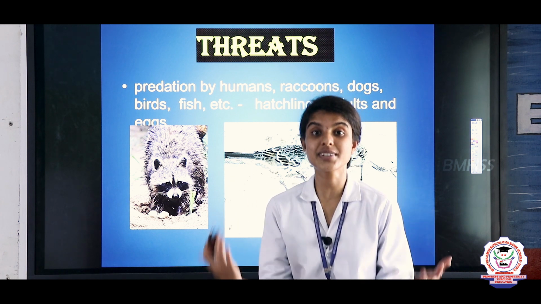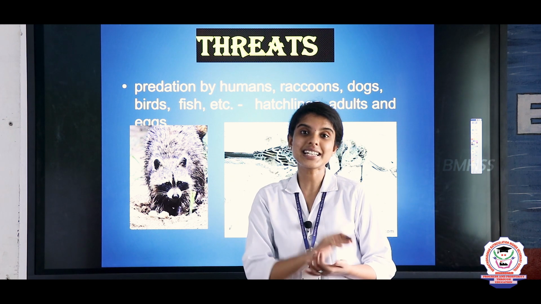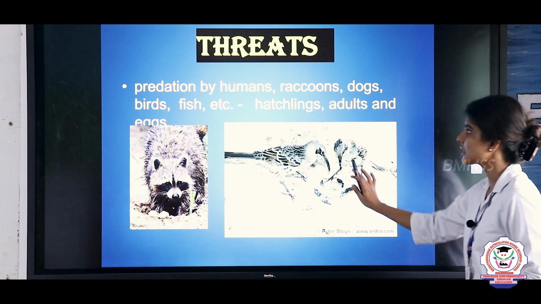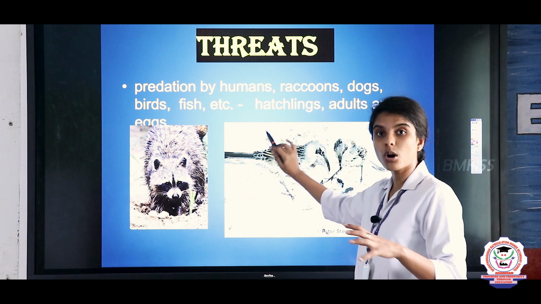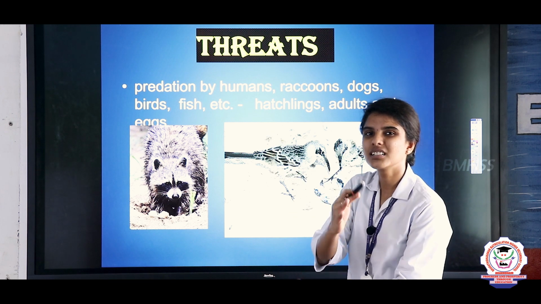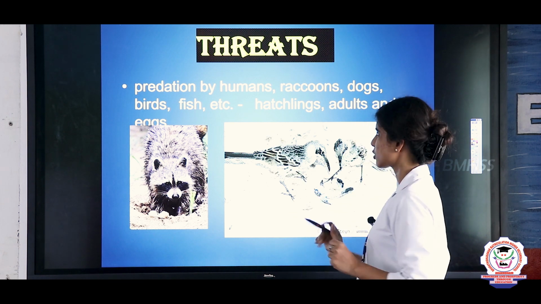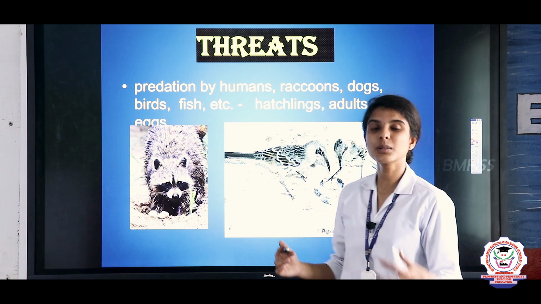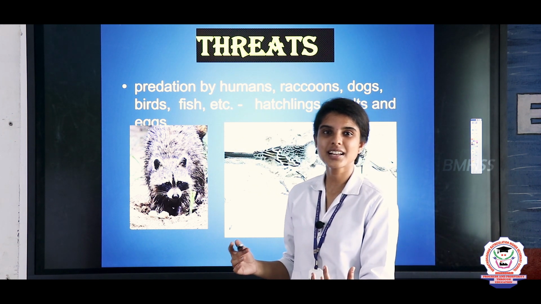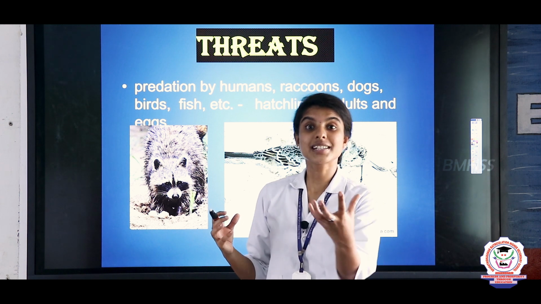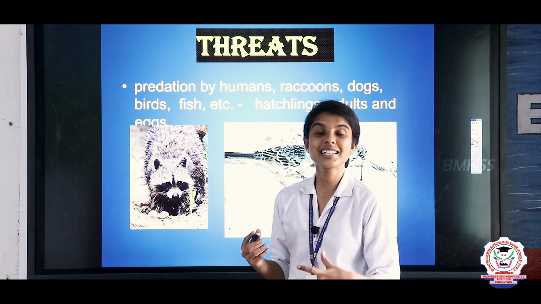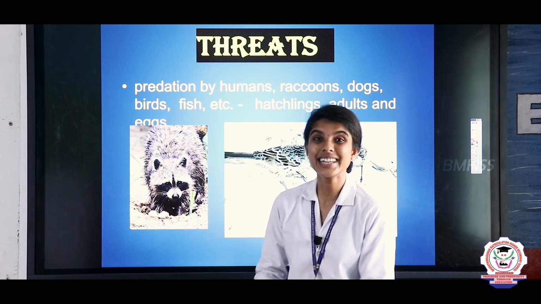Yes, there are some dangerous things happening to the sea turtle by raccoons. Yes, raccoons, this is called raccoons, and dogs. Dogs also break the eggs at the seashore. So then birds, fish, these are all the predators. Predators, for example, vulture. You can say vulture is a predator because it is a carnivorous animal which eats everything.